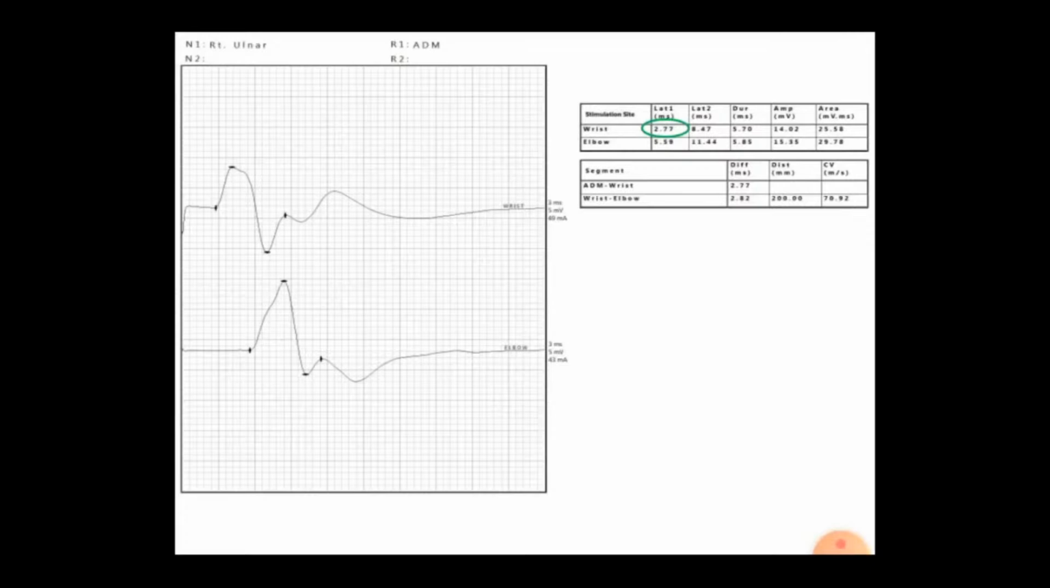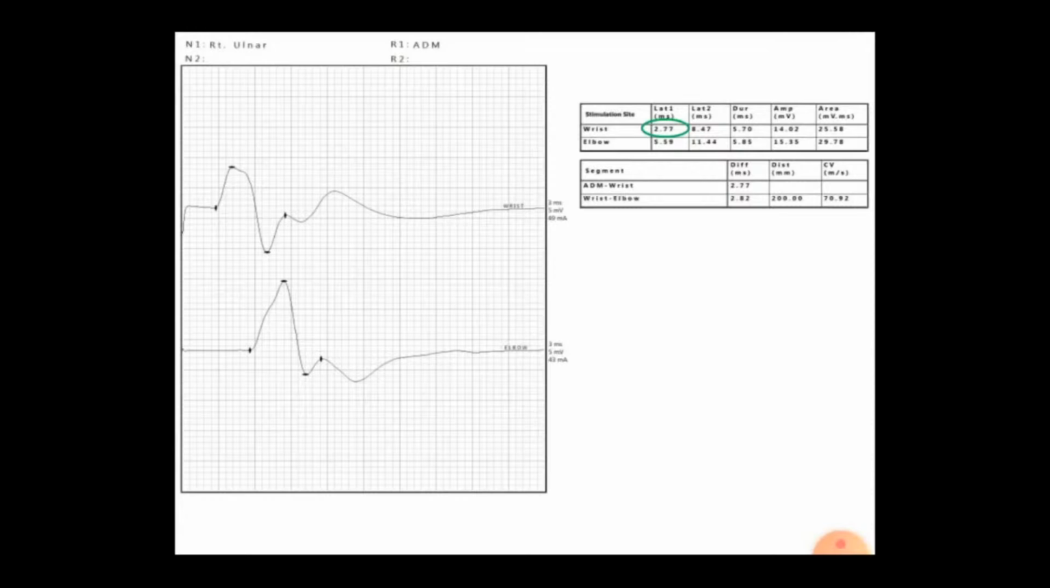It may be in case of polyneuropathy also. But here we are proving that right ulnar nerve is normal. So it is not a case of polyneuropathy. Clear? So we have to prove that right ulnar nerve findings are normal. Now here we have to see the latency for right ulnar nerve.